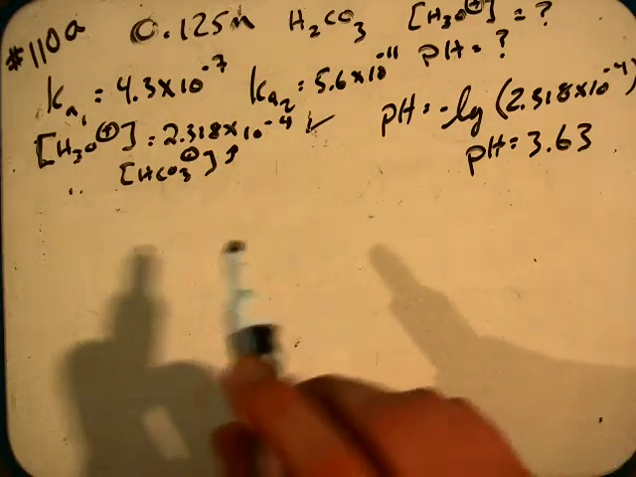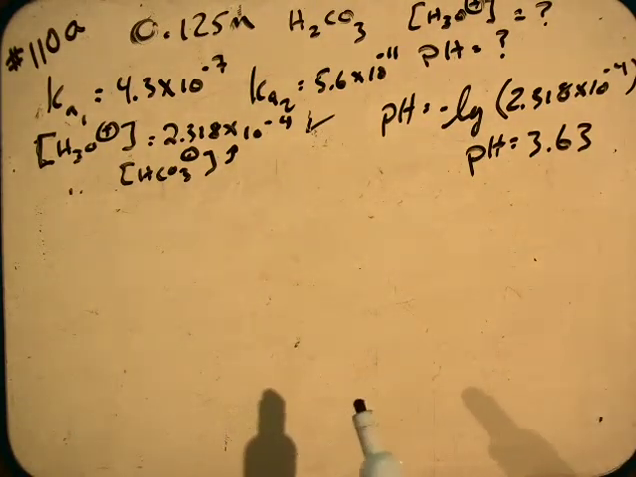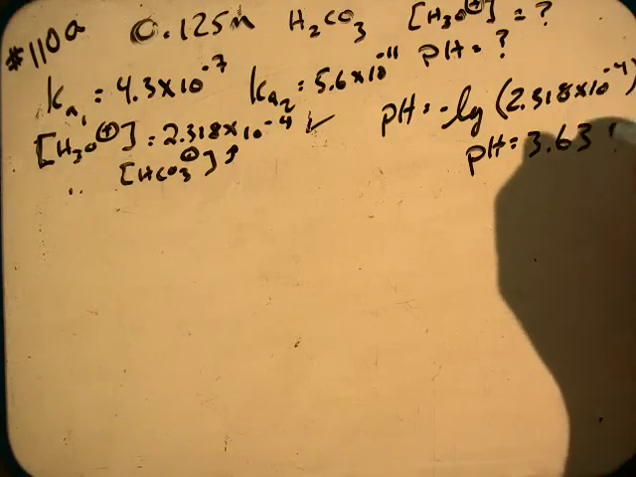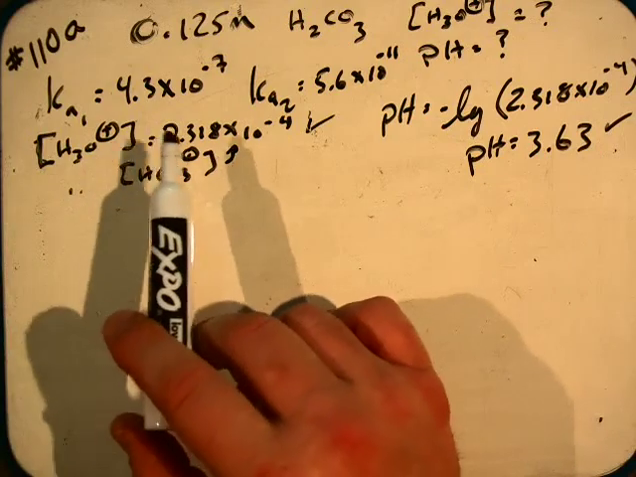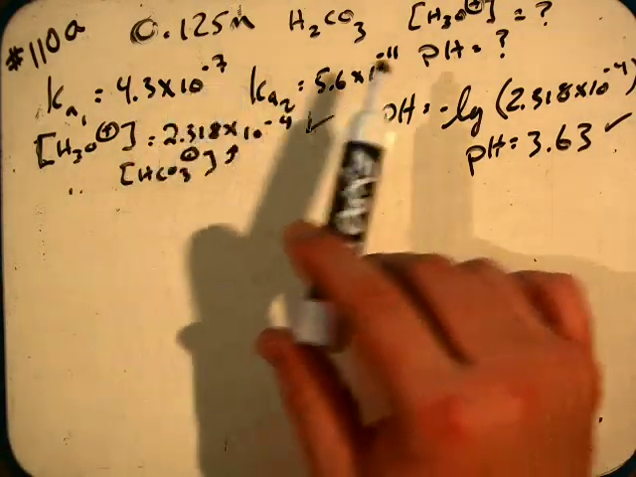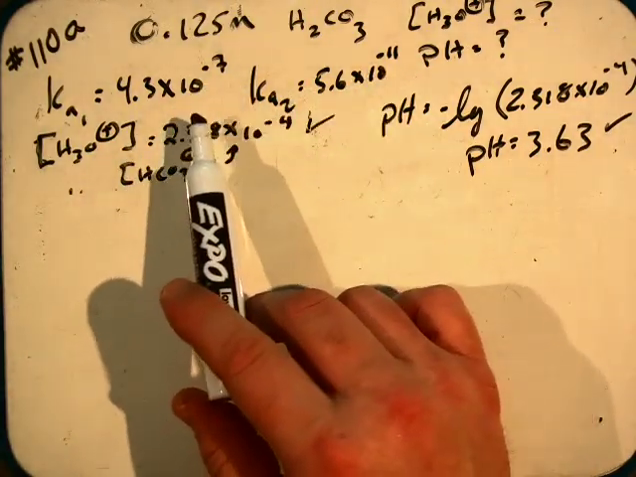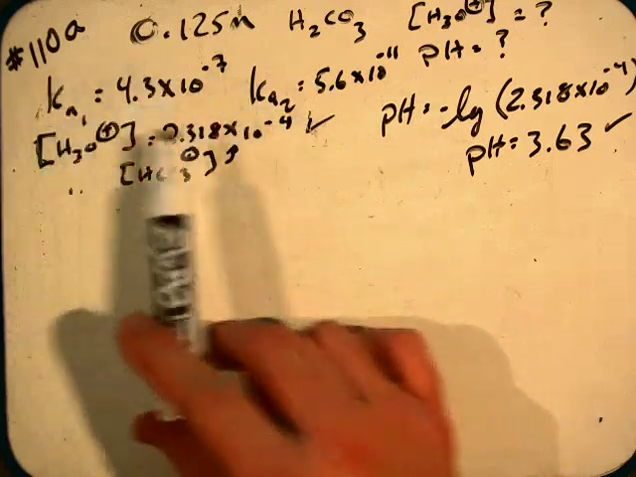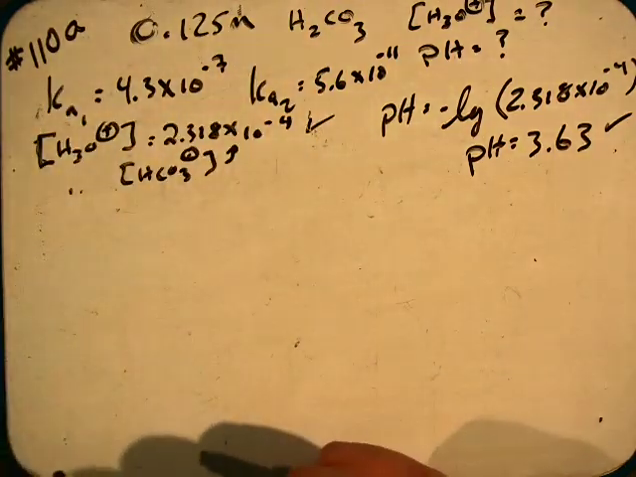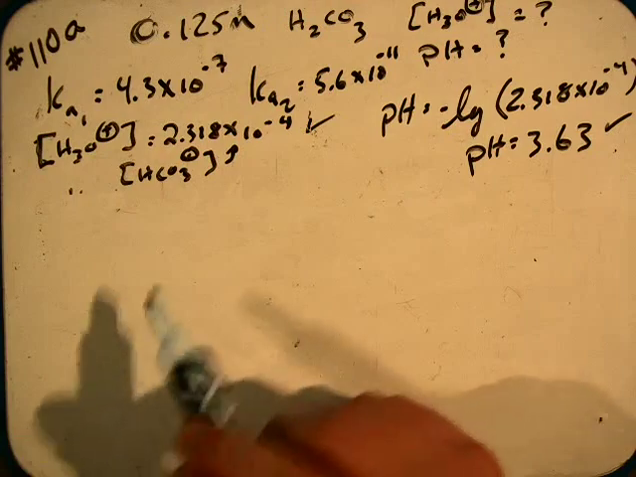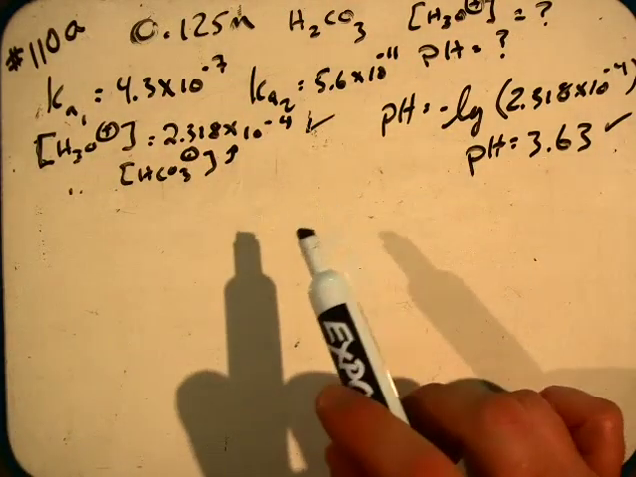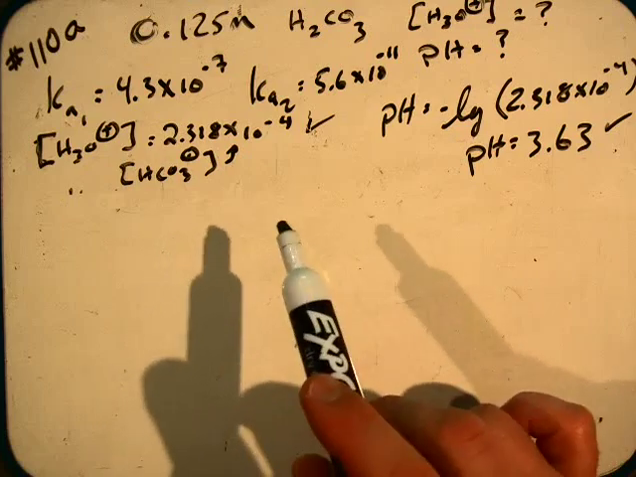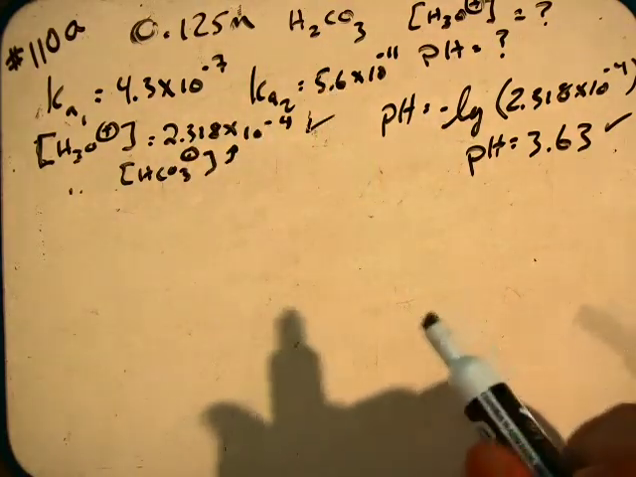So that's from the first step. Remember, again, because of our assumptions, A, that x is small, but really the more important one is that -7 to -11th, we have such a drastic difference in those Kas that really it's only this first one that we have to consider in the amount of H3O plus and our pH. Let's go one step further and actually prove that and look at the actual second step.